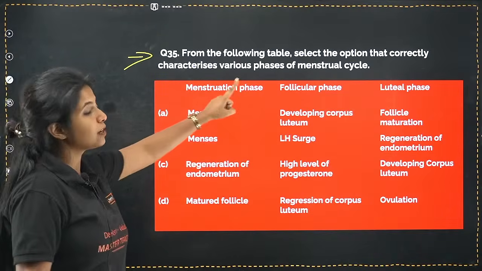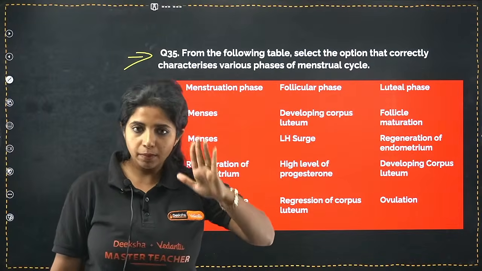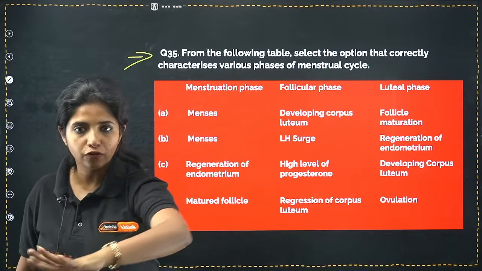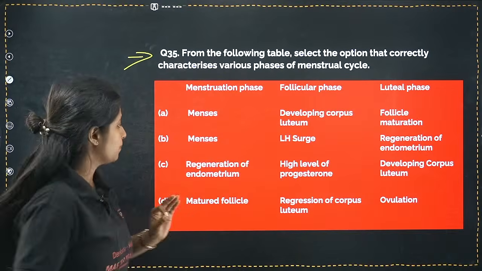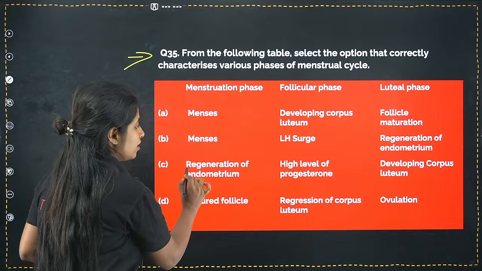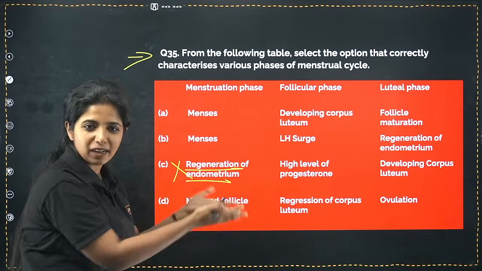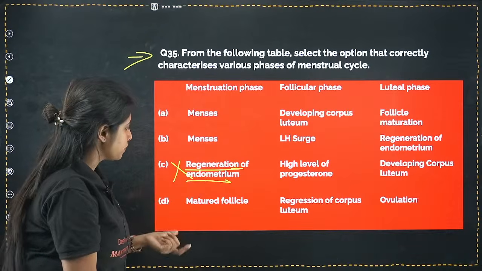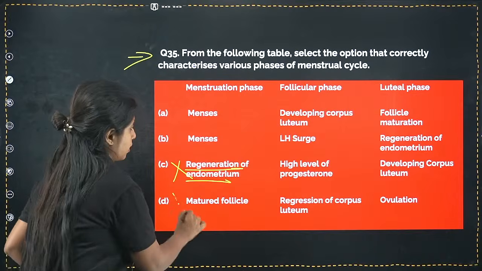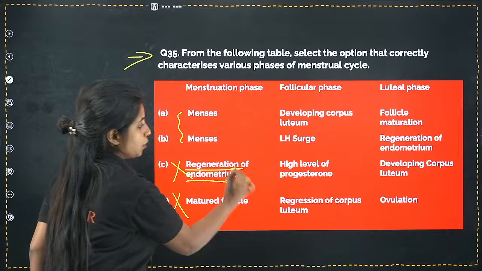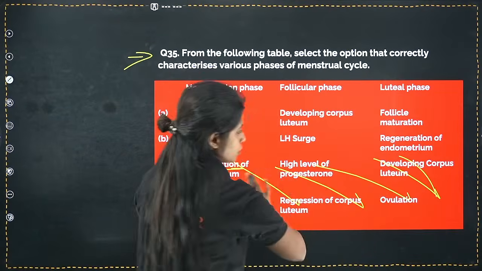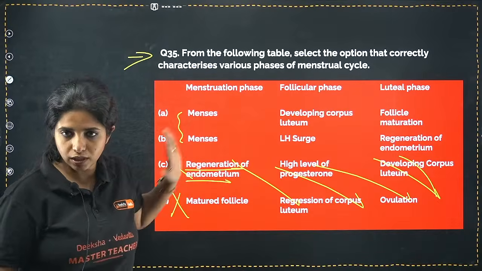Listen. Menstruation phase. Menses is going to happen. In the menstruation phase, the endometrium is going to flow down, right? That is known as menses. You just have 2 options like that. Regeneration of endometrium, obviously, it is breaking down, so you're saying regeneration, wrong. Matured follicle, no, wrong. So only these 2 options are there. I do not even have to look at these 2 options. Forget it. Now you have 2 things.